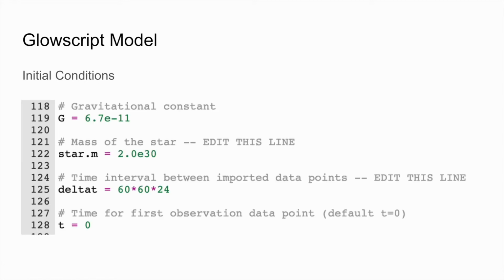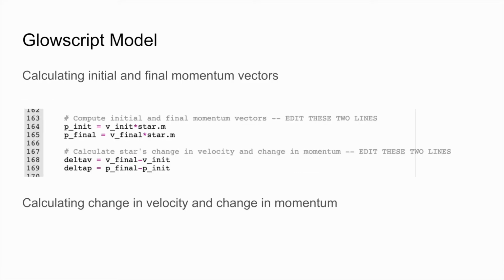So for the GlowScript model, the initial conditions were that the mass of the star is 2 times 10 to the 30 kilograms, and the time interval between each data point is a day. So we have 60 seconds times 60 minutes times 24 hours. So then that's what we use for the time interval of 1 day. And then we calculate the initial and final momentum vectors in lines 164 and 165. And then we calculate the change in velocity and change in momentum in lines 168 and 169.